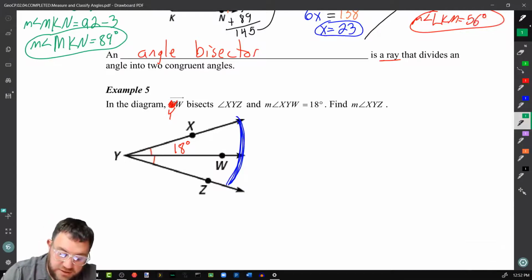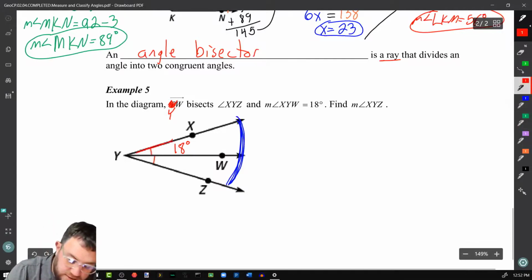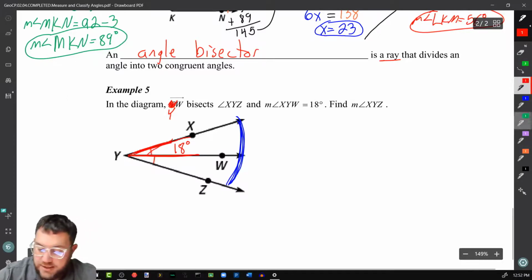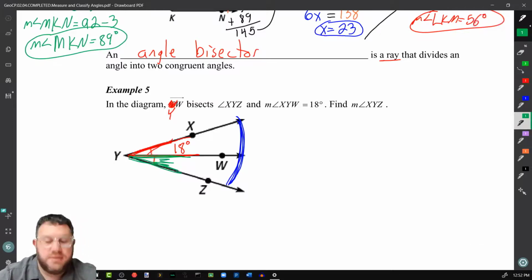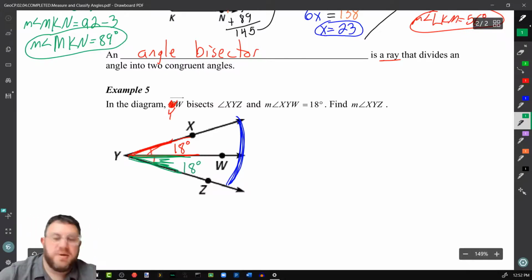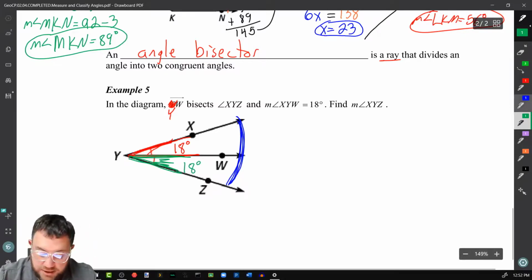Well, if XYW, our red angle here, is 18, what is WYZ? I think I said that wrong. XYW is 18, so what is WYZ? They're congruent because we have a bisector, so that also has to be 18 degrees.